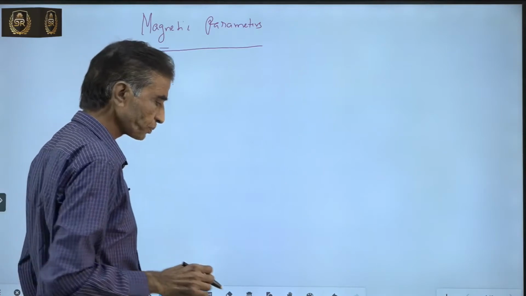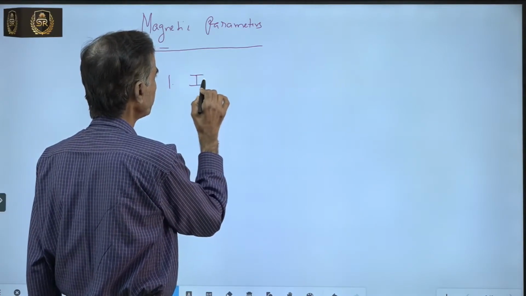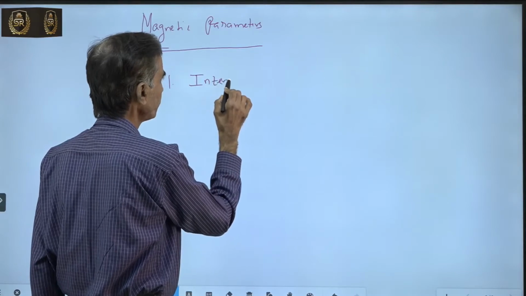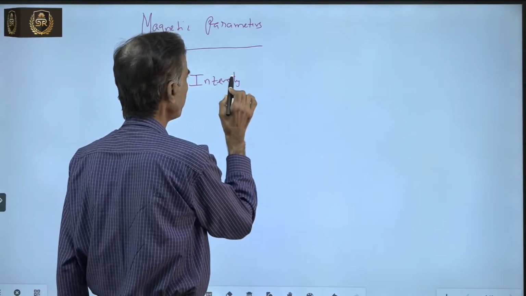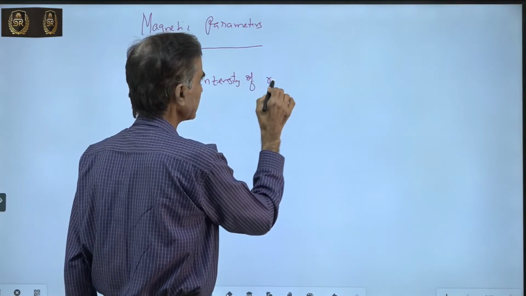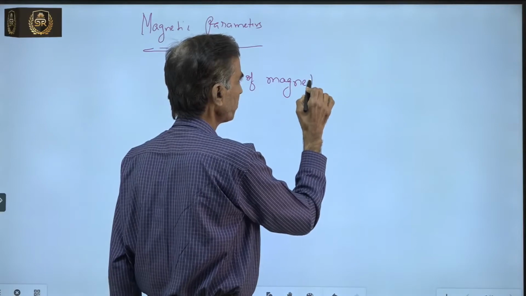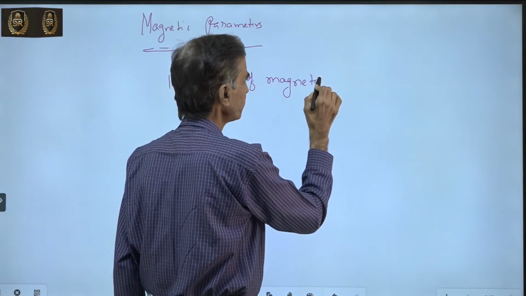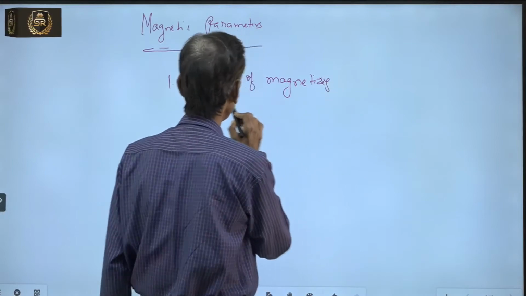The first property: intensity of magnetizing field, intensity of magnetizing field.